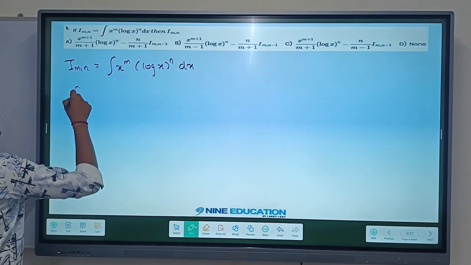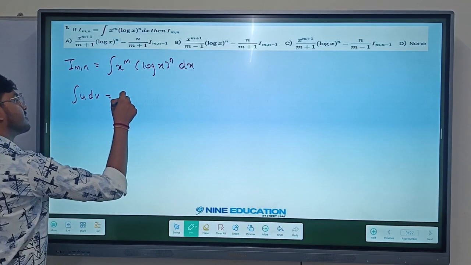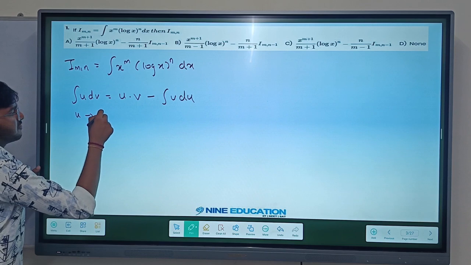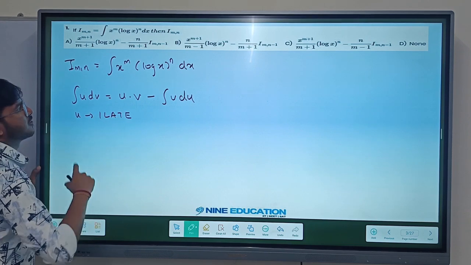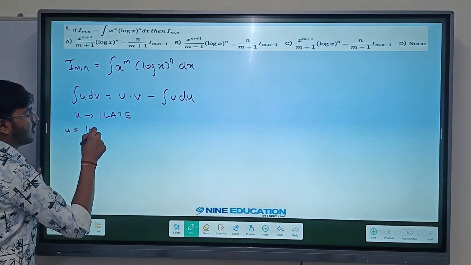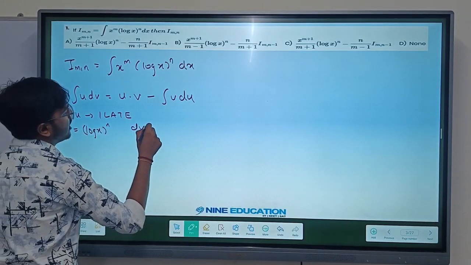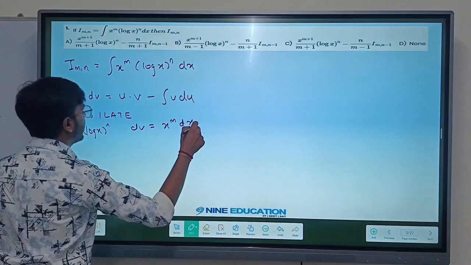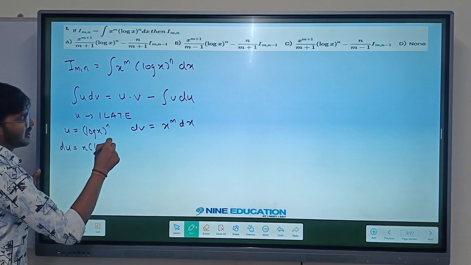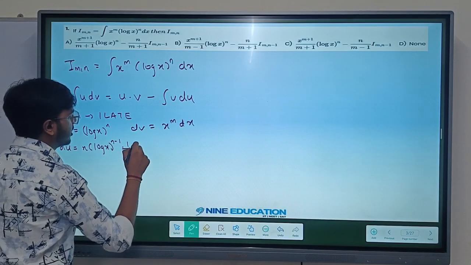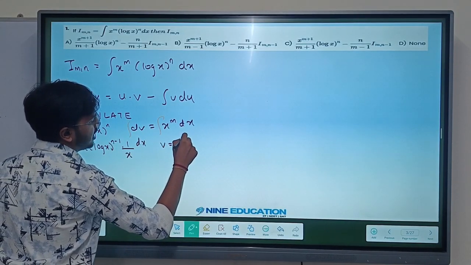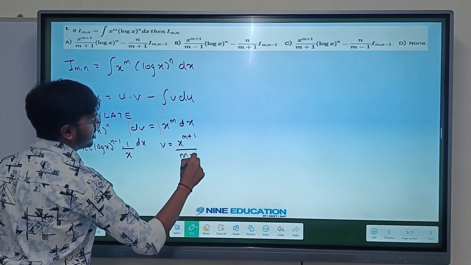So for integration by parts, we'll use integration u dv equal to u into v minus integration v du. To select u, we use the ILATE rule. So according to the ILATE rule, inverse is not there, but log is there. So u would be log x power n. Remaining dv would be x power m dx. So differentiation du would be n log x power n minus 1, differentiation of log x being 1 by x dx. And here integration of dv, v, would be x power m plus 1 by m plus 1.